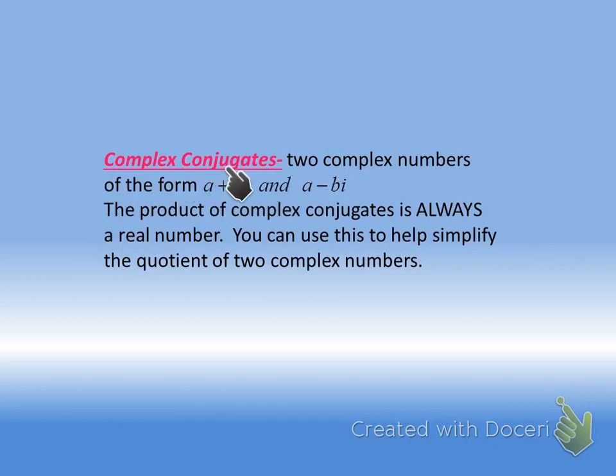Complex conjugates. Definition is this: they are 2 complex numbers of the form a plus bi, a minus bi. One is a plus bi, the other is a minus bi. A and b will always be numbers, okay? I is the imaginary unit, so that means the only thing different between the two is the what? The sign in the middle. Alright, the plus and the minus.